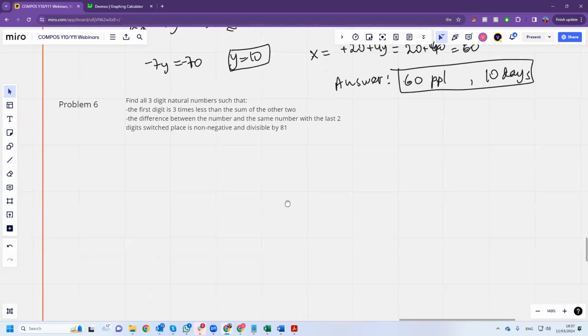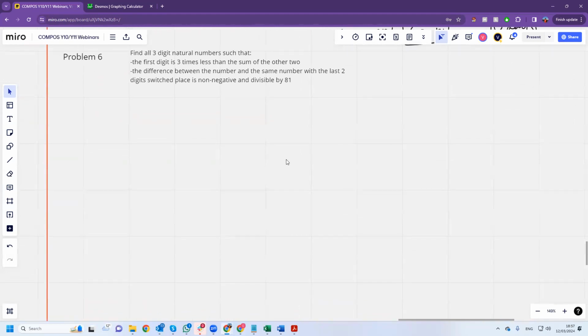Find all 3-digit numbers such that the first digit is 3 times less than the sum of the other two. The difference between the number and the same number with the last 2 digits switched place is non-negative and divisible by 81. An interesting task. So you have a 3-digit number.